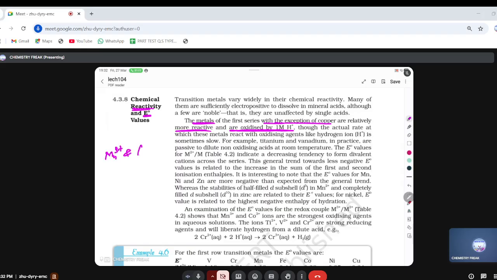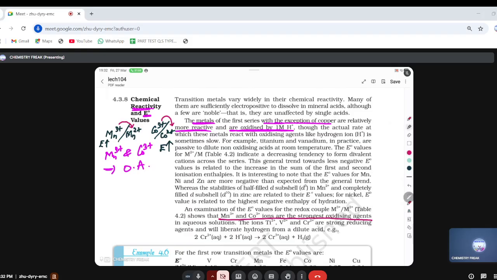Mn3+ and Co3+ are very good oxidizing agents. How do you know, sir? Just now I told you Mn3+ becoming Mn2+, Co3+ becoming Co2+. This EMF value is very, very high. When the EMF is very high, this reaction will happen. That means Mn3+ will accept an electron and become Mn2+. Co3+ will accept an electron and become Co2+. So these two are very powerful oxidizing agents. See, they have given it. Okay?